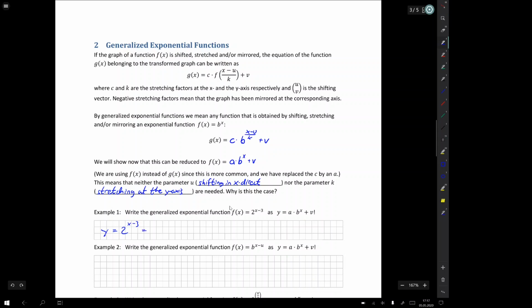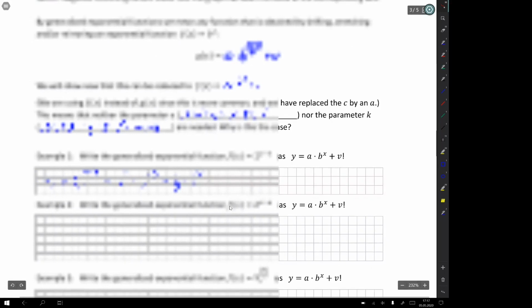Well, we take that apart as 2 to the power of x times 2 to the power of minus 3. And 2 to the power of minus 3 is 1/8. So I write that in front, and I get 1/8 times 2 to the power of x, which means my b here is 2, I have the a as 1/8 and v is 0. So I've got it into this form. So I've changed from this 2 to the power of x minus 3 into that shape.